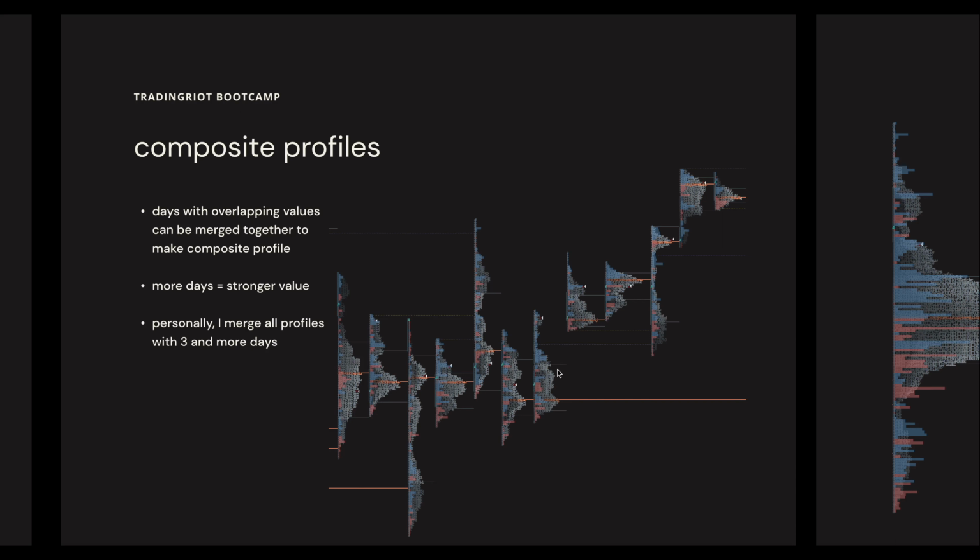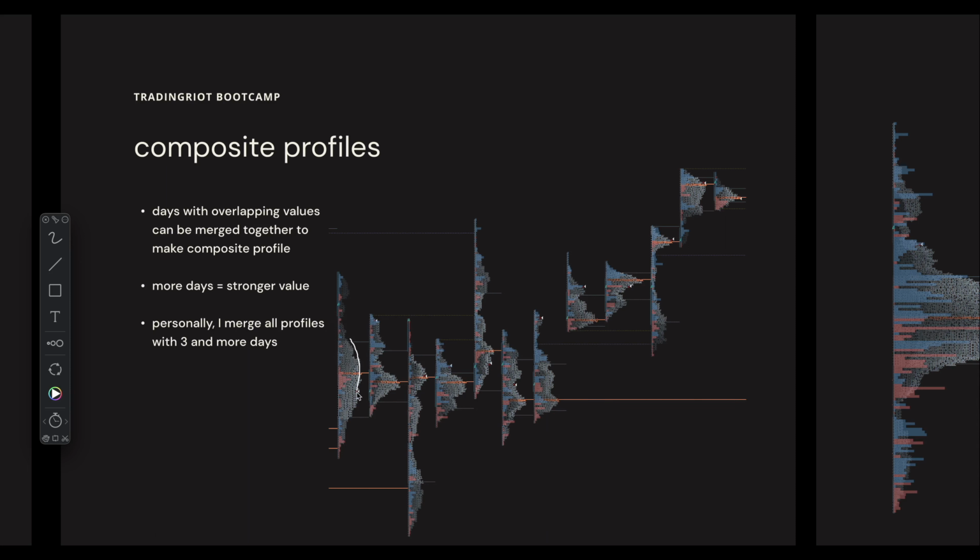The composite profiles, when you have days with overlapping values, they can be merged into the composite profile. The more days equals the stronger value. Personally, I merge all profiles with 3 and more days of the overlapping value. This takes a little bit of skill, because sometimes you can be really questioning what is worth merging and what not. The merging of volume profiles can be done in both ExoCharts and Sierra Chart. Also, you can do it manually in TradingView with a fixed range profile when it comes to volumes.